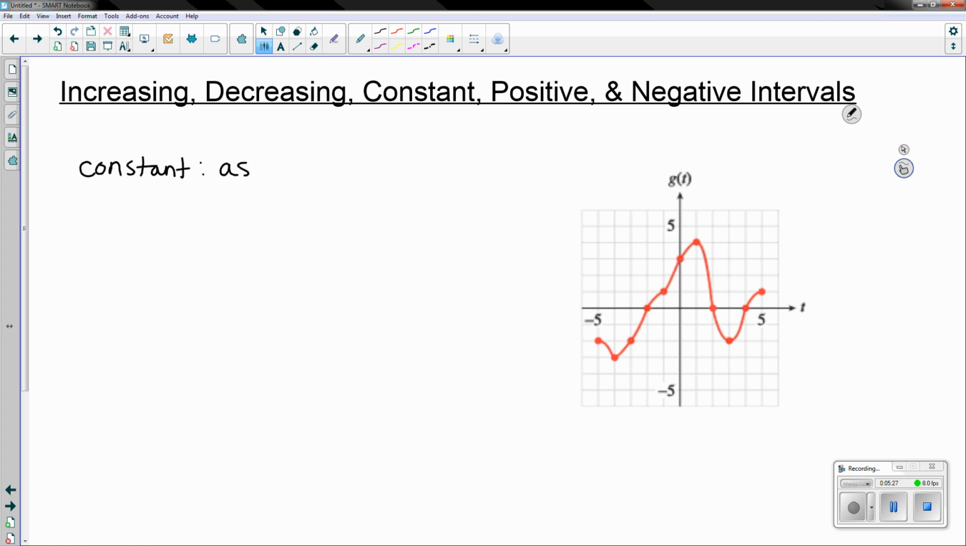So as the input variable, in this case again, t increases, g of t remains unchanged, meaning it doesn't go up or down. So it's going to stay flat. So you're going to see something with a zero slope. By the way, I should have thrown in with decreasing, you have a negative rate of change. Like increasing, we said we have a positive rate of change or positive slopes. With constant, we have zero rate of change.